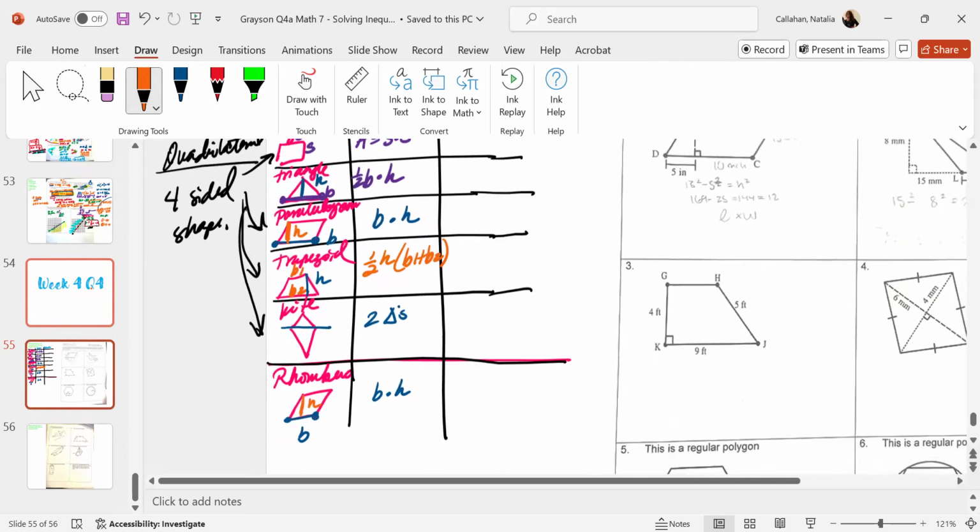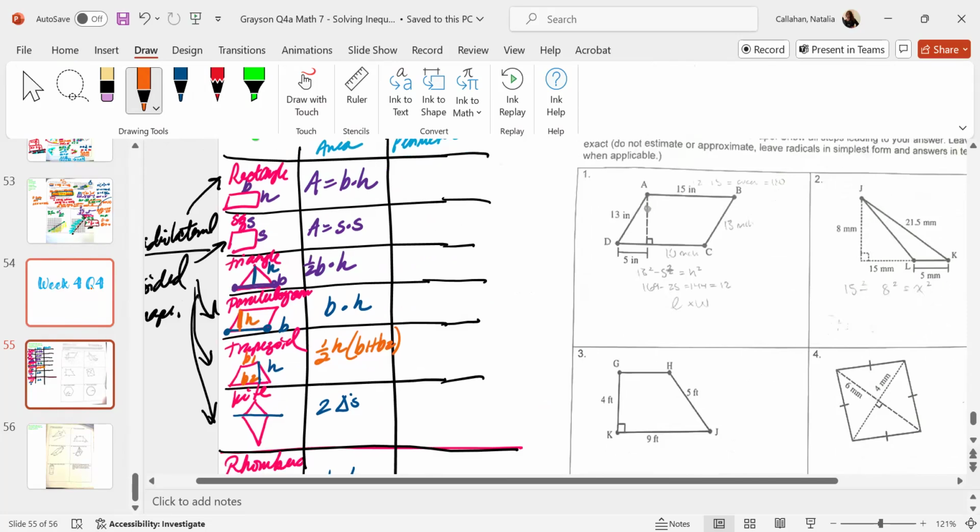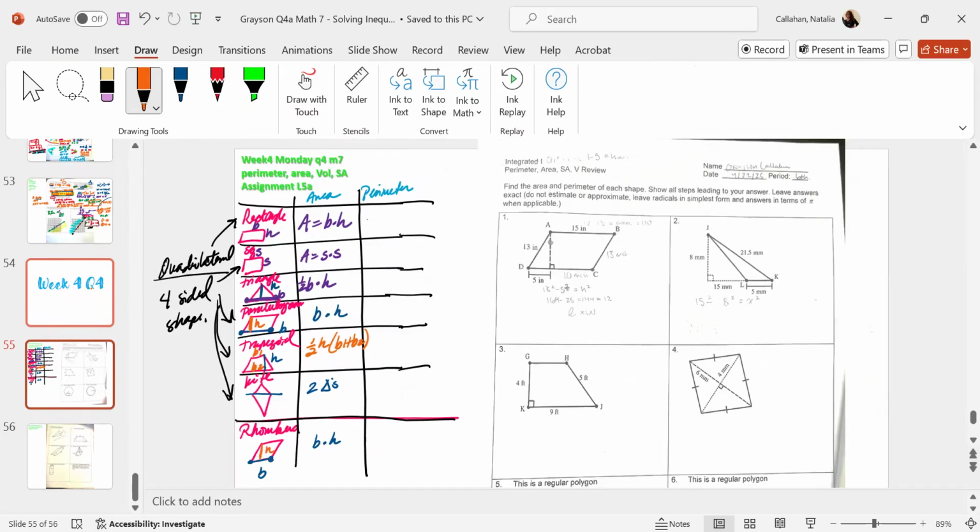Now perimeter is easy. Perimeter is just the outside, right? So the perimeter for the rectangle is 2 base plus 2 height because there are 2 base and 2 height, right? Perimeter for a square, there are 4 sides, so it's 4 times s, right? For the triangle, it's side 1 plus side 2 plus side 3. Parallelogram, same thing. 2 base plus 2... well, actually, this one is not the same. Just kidding. It's 2 base plus 2L.